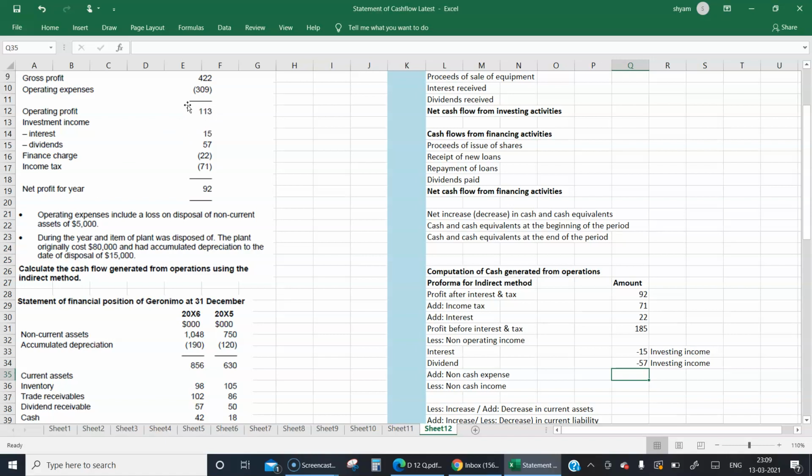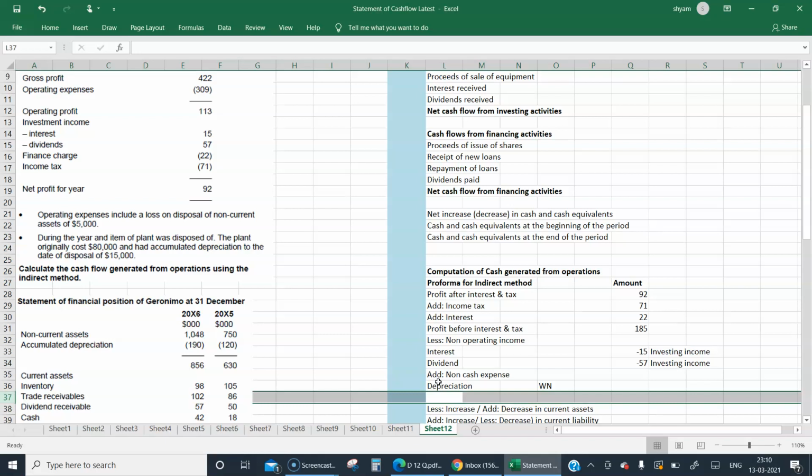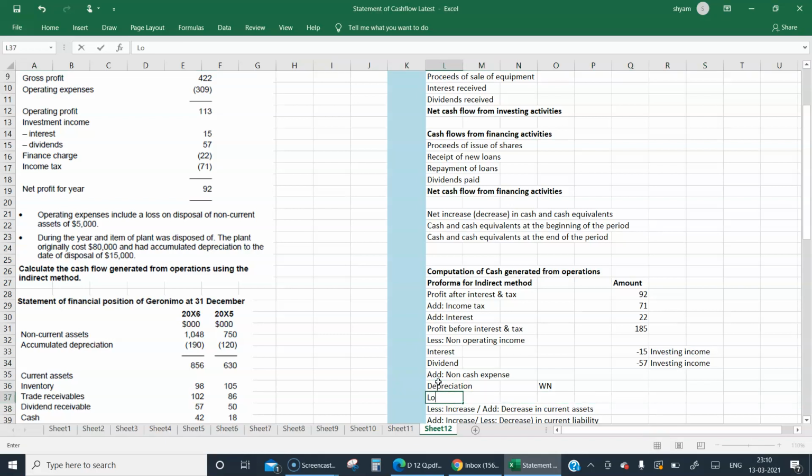But this includes two more things. The two more things are depreciation, which would definitely be there, but it would be in some working note. We have to first work it out, and we have to add back the loss on disposal of asset. Loss on disposal of asset is very clear, it's 5. So this alone we have to work out.